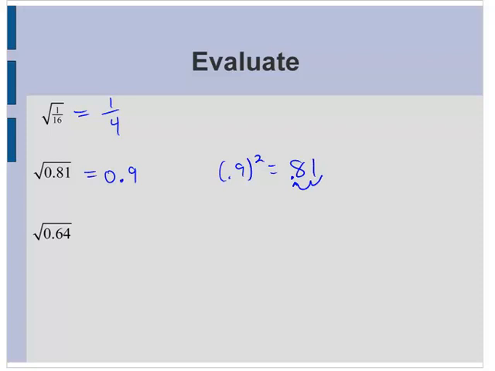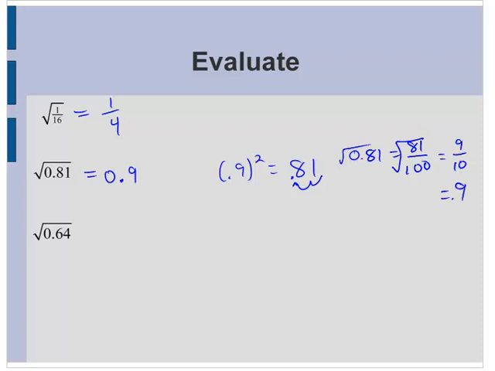You could also think of this as a fraction. 0.81 is 81 over 100. So the square root of 0.81 would be the square root of 81 over 100. The square root of 81 is 9, the square root of 100 is 10. 9 over 10, which is 0.9.